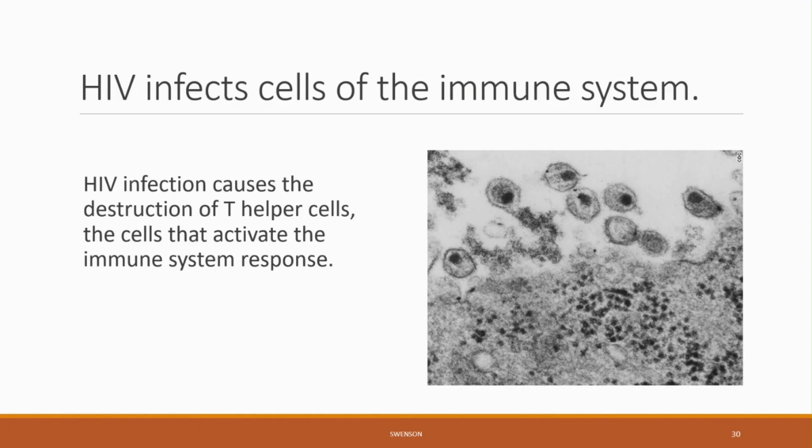It's probably the most infamous of all retroviruses, and interestingly, HIV infects T helper cells, which are cells that activate the immune system response. So it goes right after the immune system. And this prevents the body from mounting an immune response and leads to the onset of AIDS, which stands for acquired immunodeficiency syndrome.